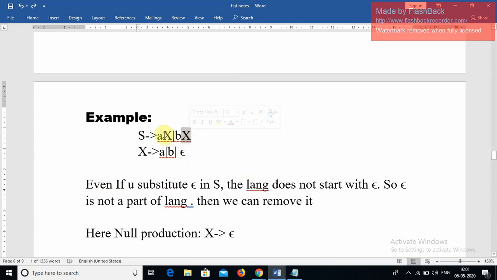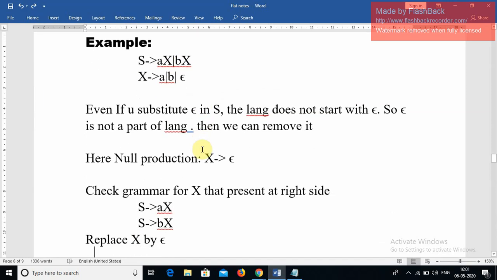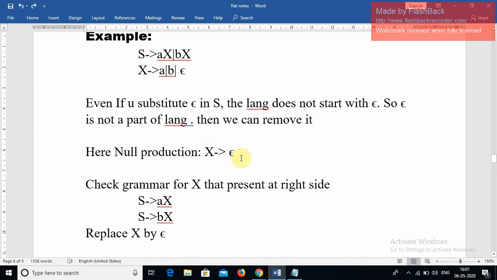So a epsilon again becomes a, b epsilon again becomes b, so that means the basic, minimum strings are a b. Okay, so there is no possibility of epsilon as a basic string, minimum string. So for that reason we can continue and we can try to remove the null productions.